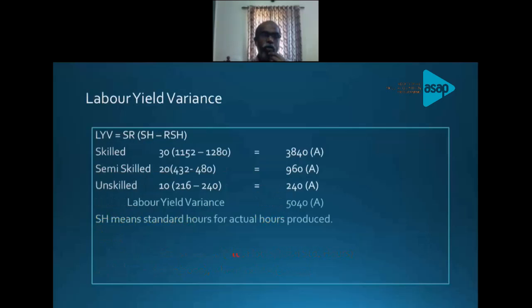Okay, moving on to yield variance. Yield variance is standard rate into standard hour minus revised standard hour. Here also, the standard hour means standard hour for actual output, which we have computed earlier. As far as skilled workers are concerned, it is 1152. Standard hour is 1280.